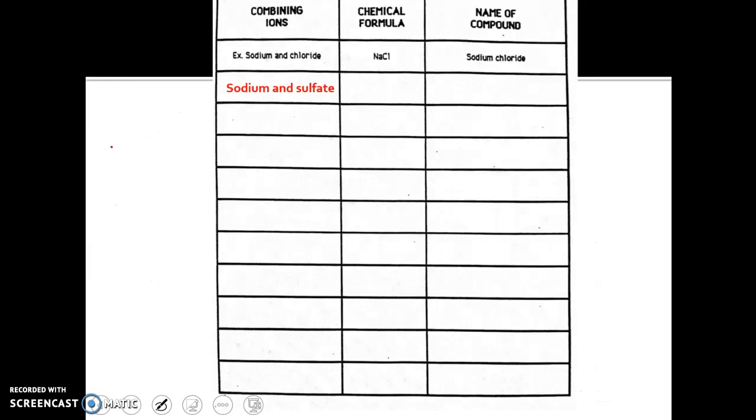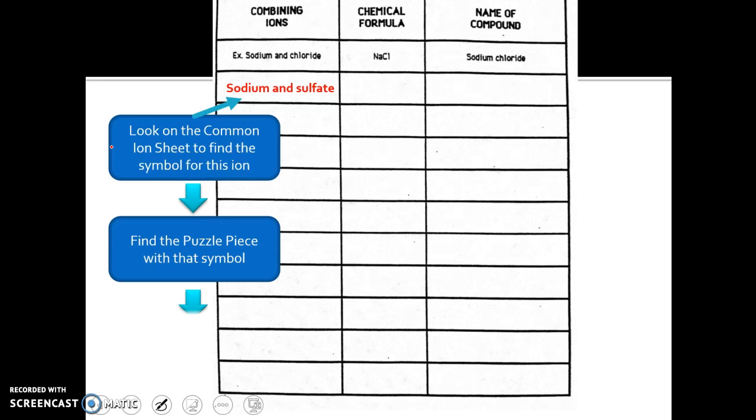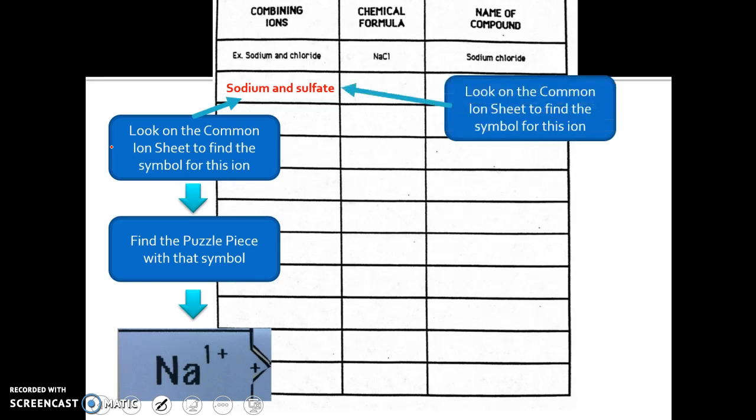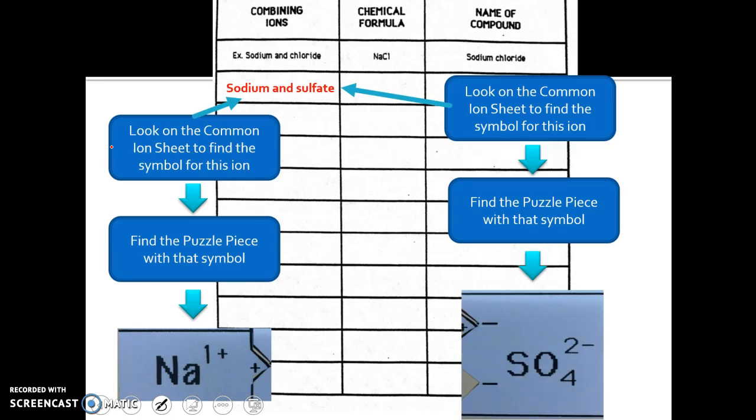So you want to look through your puzzle pieces, and you want to find the puzzle piece that has that symbol on it. Okay, there's my Na+1 piece. And then the other ion is sulfate, and so again, we want to look at that ion sheet. We want to flip it over to the anion side and find sulfate. And when we do, we see that sulfate is SO4 and it has a -2 charge. So we want to find that puzzle piece that has the sulfate on it.